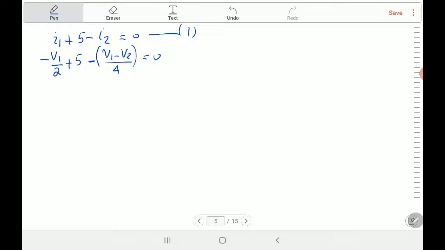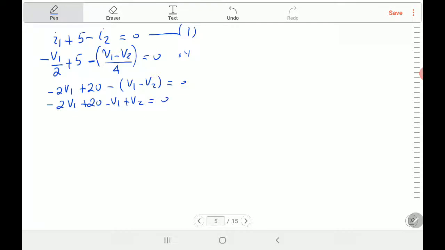I'd like to have a common denominator. So that's 2 and 4, I multiply the whole equation by 4. If you multiply by 4, you have minus 2V1. 4 times 5 is equal to 20. 4 times the 4 cancels. So what's left inside the bracket? V1 minus V2 equals 0. Simplify: minus 2V1 plus 20 minus V1 plus V2 is equal to 0.